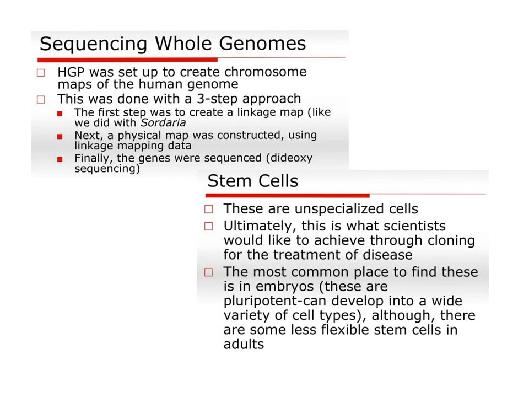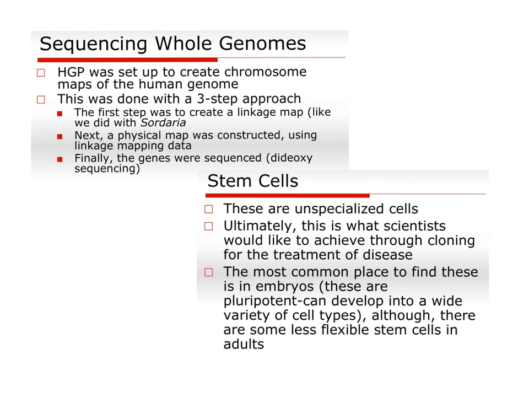Some other technologies that pop up here. One thing is to talk about the Human Genome Project. The Human Genome Project was a multinational project set out to sequence and map every gene on the human chromosome. So there was a three-step approach. The first thing is they created linkage maps, which we would have done in the Sordaria part of your mitosis-meiosis lab if we had been together. But essentially you're using the percent of recombinants to determine how close together two linked genes are on a chromosome.